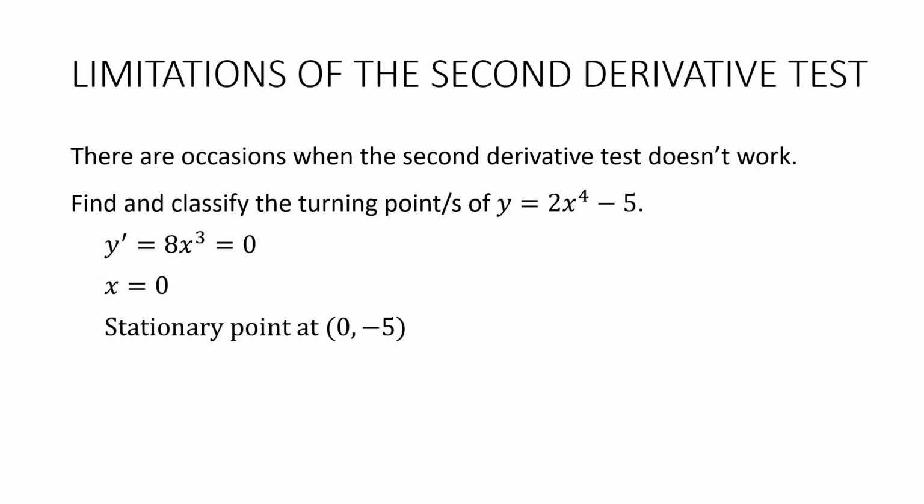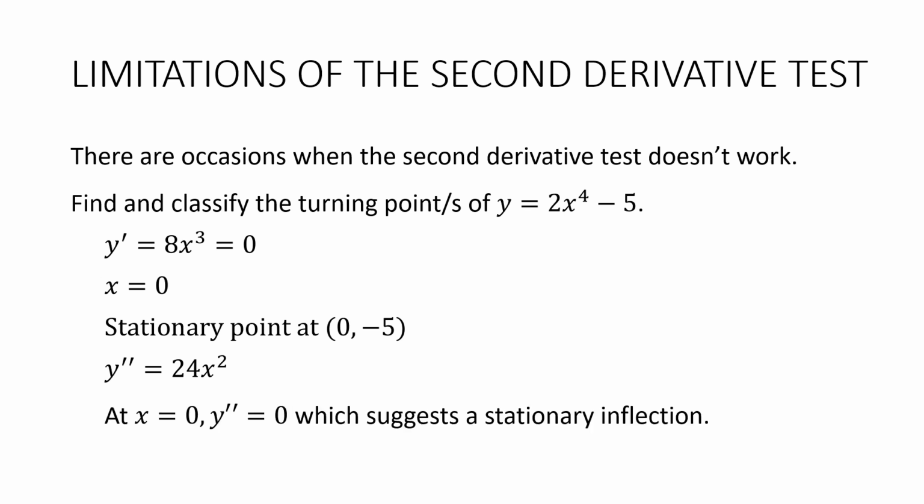So there's a stationary point of some description at (0, -5). The second derivative is 24x to the power of 2. And when we substitute 0 in there, we get our second derivative equal to 0, which suggests a stationary inflection. But it isn't. It's a minimum.